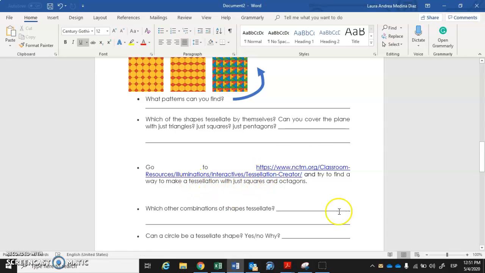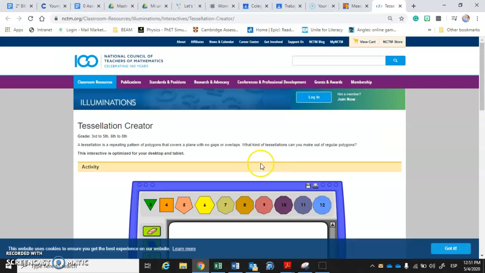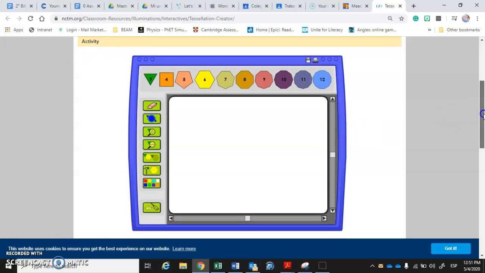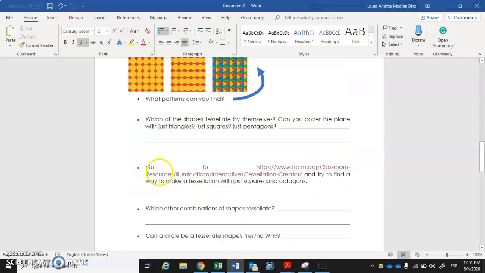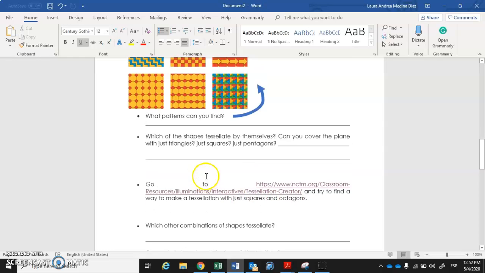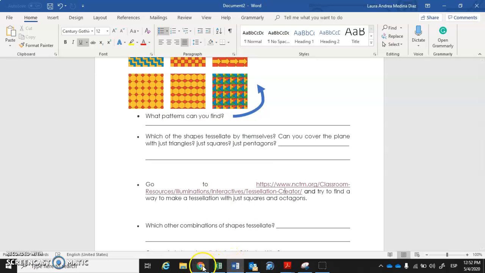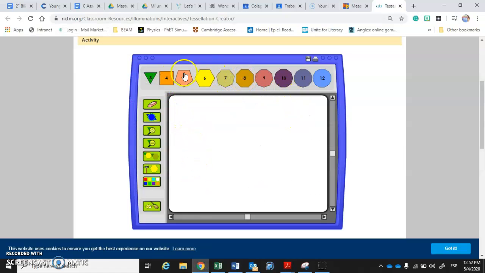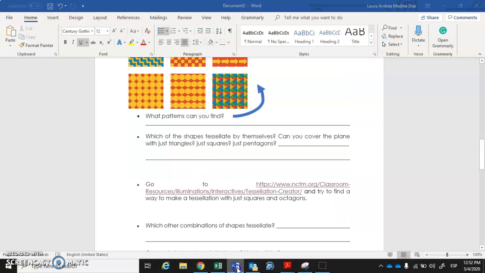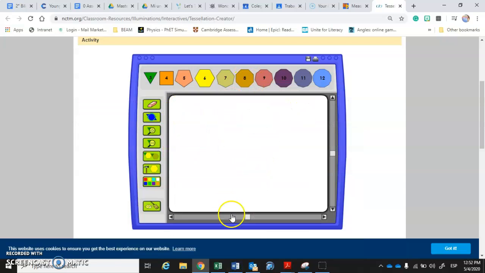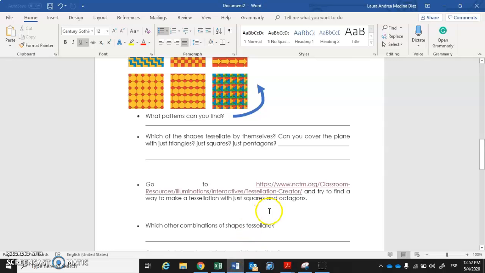Next, you are going to click in this link, which is the program that we're going to start working with. Today we're just going to explore, don't worry. The idea is that you read and you answer the questions. Go to the link and try to find a way to make a tessellation with just squares and octagons. Remember that a tessellation, I gave you some samples in here. So how can you do a tessellation with just squares and octagons? Try to see if you can make a pattern or not, if it's possible.